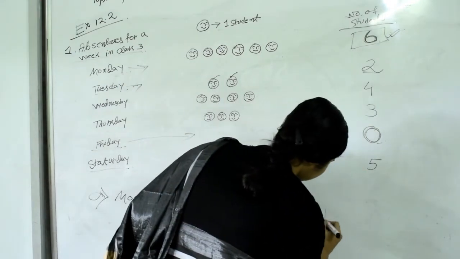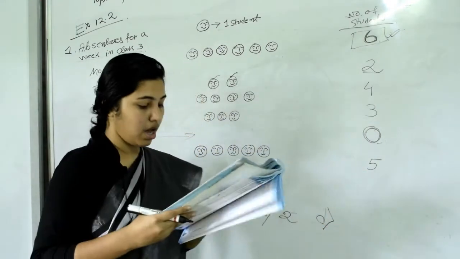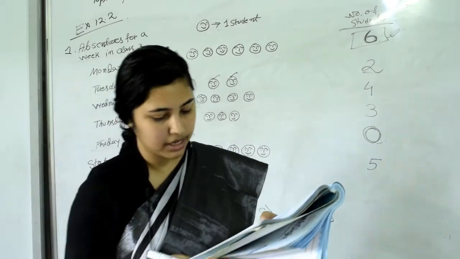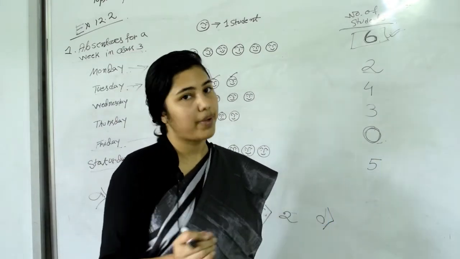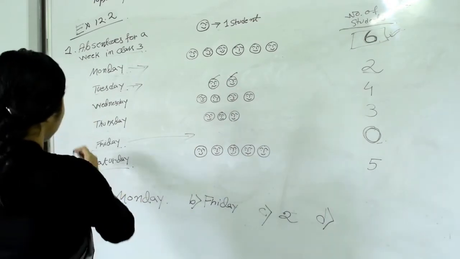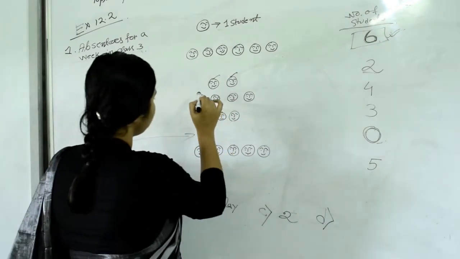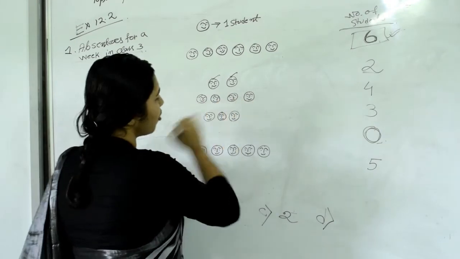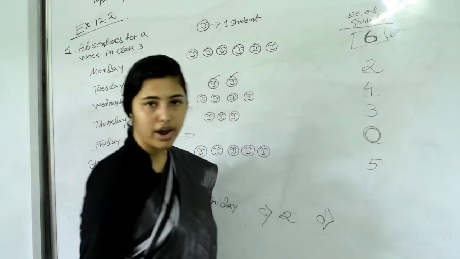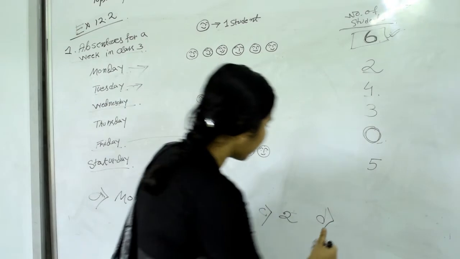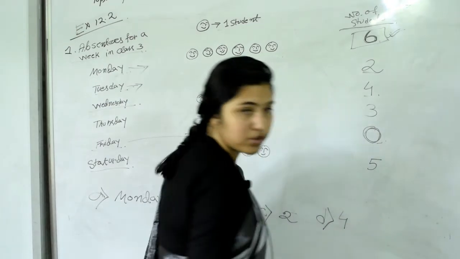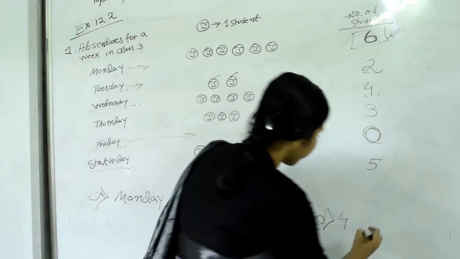Next question D, how many students were absent on Wednesday? By the same process, you can say that on Wednesday there were 1, 2, 3, 4. 4 students were absent. So our answer to question D is 4.